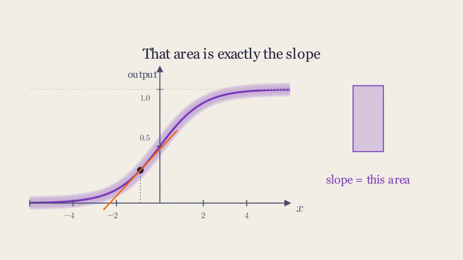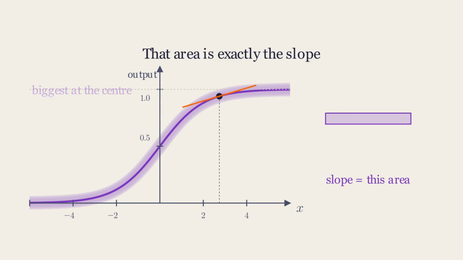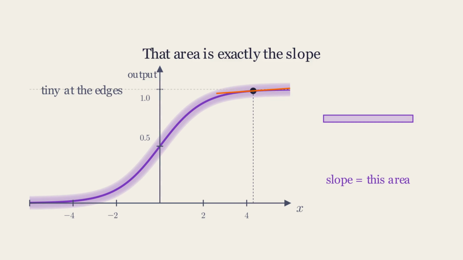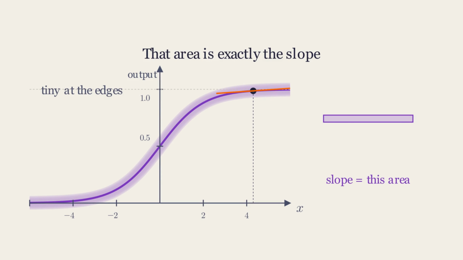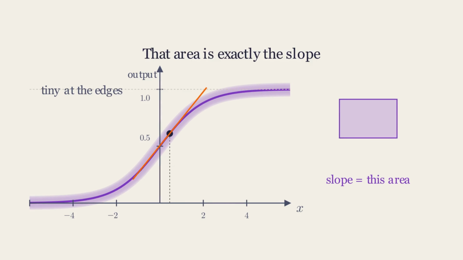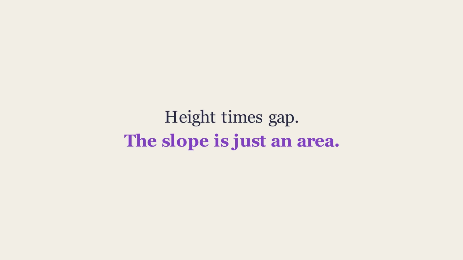Far to the left, the height is tiny, so the rectangle is a thin sliver with almost no area. Far to the right, the gap is tiny, so again, a sliver. But in the middle, height and gap are balanced. The rectangle becomes a square, and the area is at its largest. Now look at the tangent line. It is flat where the rectangle is a sliver, and steepest exactly where it is a square. The area and the steepness rise and fall together. They are the same thing. That area is the slope. So sigma prime of x equals sigma times 1 minus sigma. Height times gap. The slope is just an area.